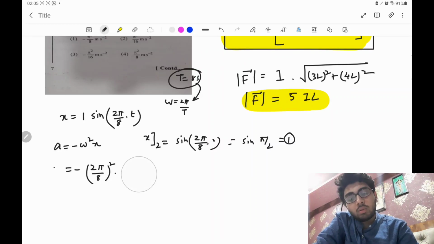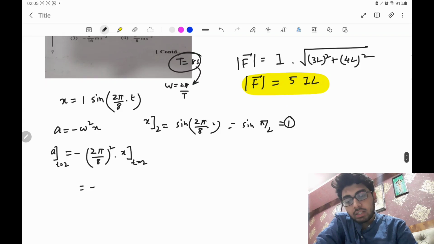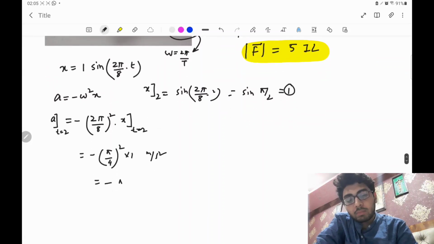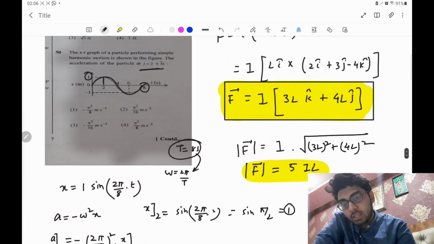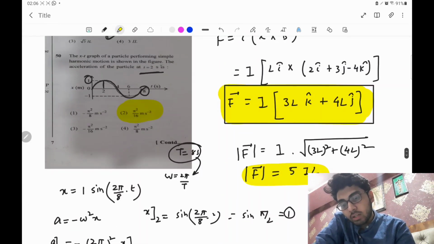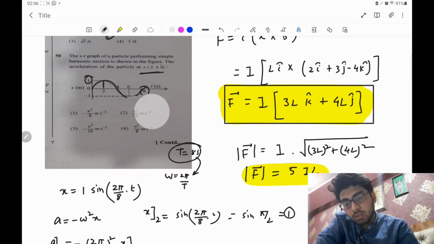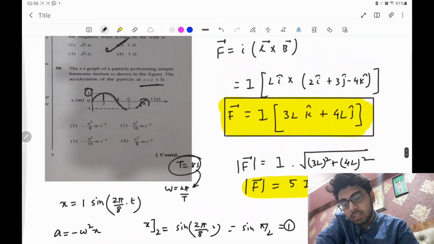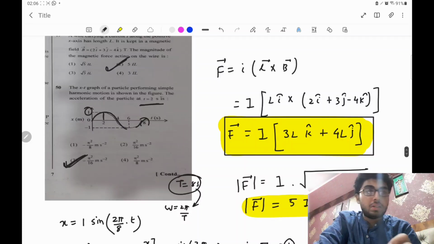Because acceleration at time t equals 2 is found only when you put the value of x at that particular time, which is nothing but 1. So this is minus pi by 4 whole square multiplied by 1 meter per second square. It will become minus pi square by 16 meter per second square. Okay, so your correct option is, this will be negative obviously, minus pi square by 16 meter per second square.